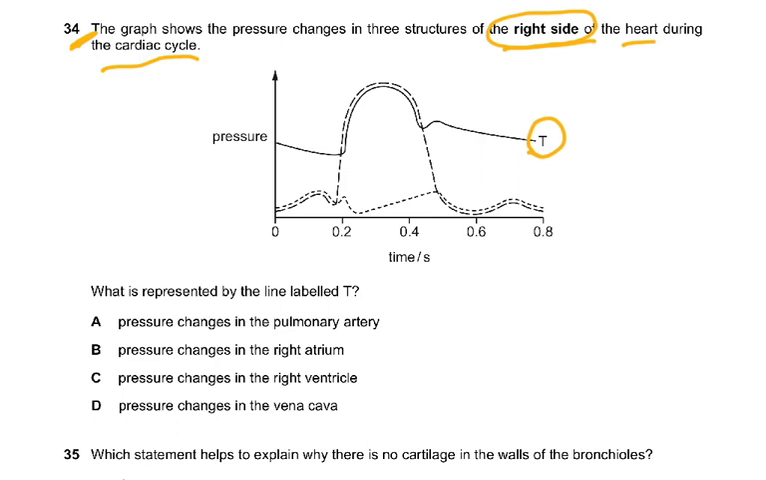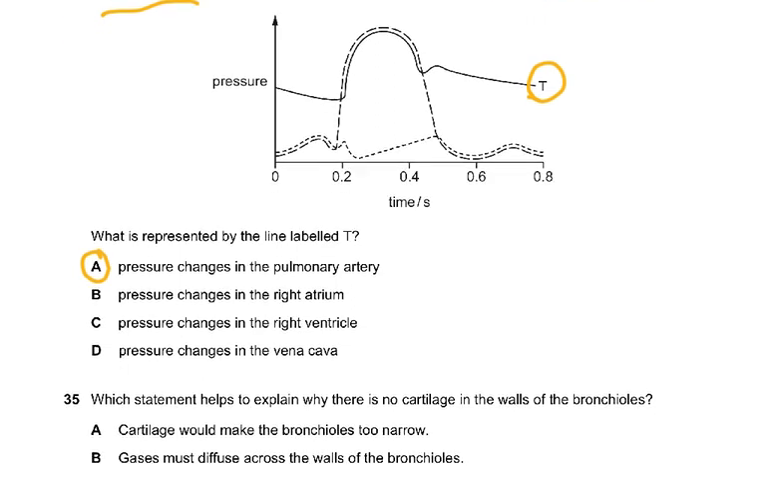So what you have to understand is that the answer to this was pressure changes in the pulmonary artery. If this was given of the left side, then you would say the aorta. But if it is given of the right side, then you know it is the pulmonary artery. But if you remember the cardiac cycle, only then I'm sure you can do this question. I'm sure many of you can do this question.